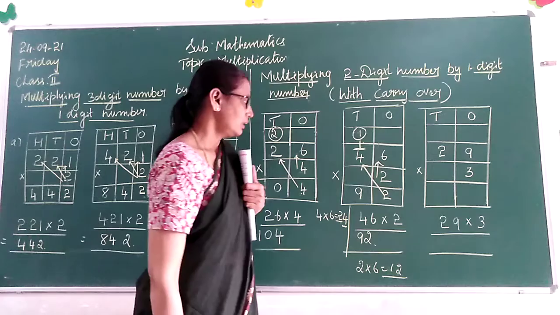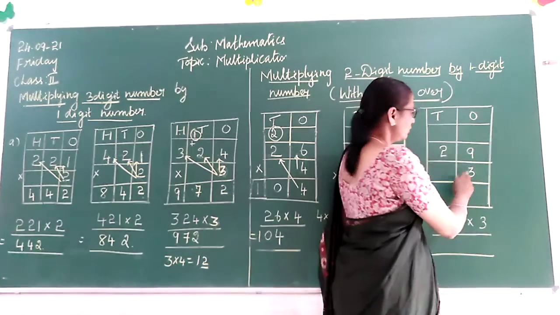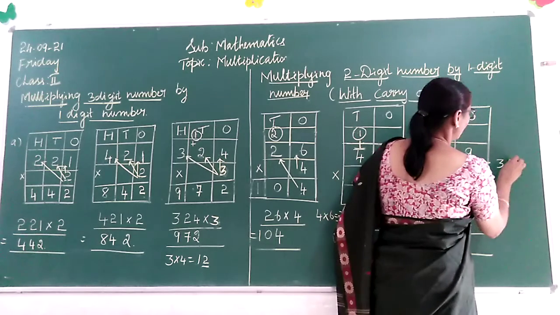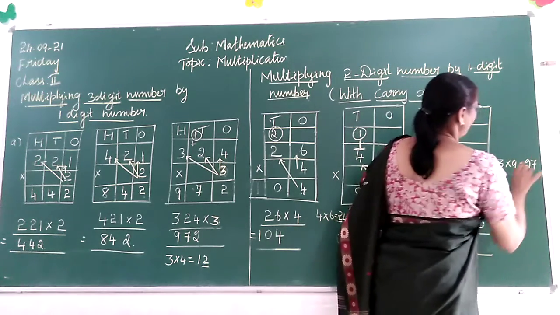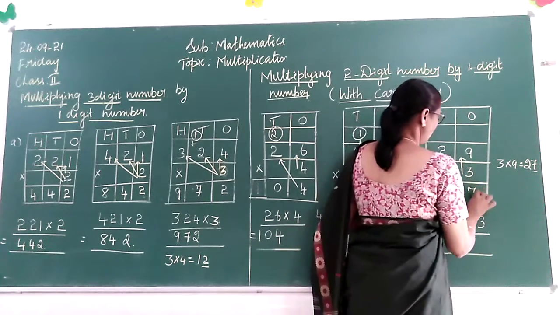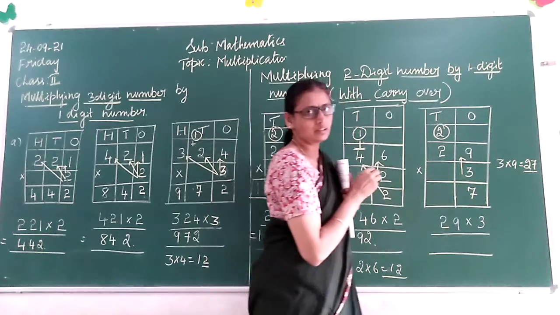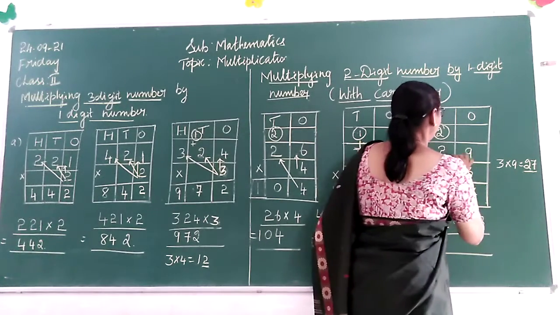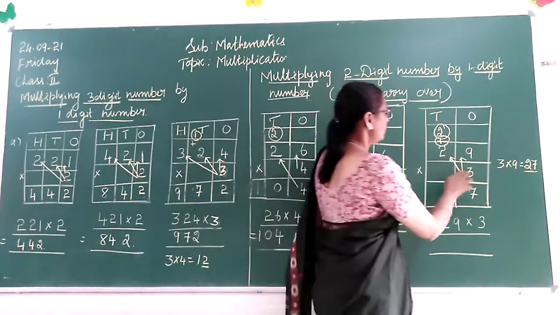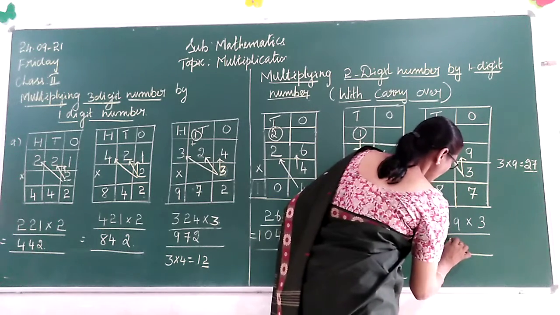Okay. Next number is here. The number is 29 multiplied by 3. So, first you have to multiply the 1's place. 3 nines are how much? 3 nines are 27. 7 in the 1's place. Okay. This 2 tens carry over. You have to carry here and write it. After multiplying this 3 by the 2, you should add it. Okay. So, 3 twos are 6, 6 plus 2, 8. So, the answer is 87.